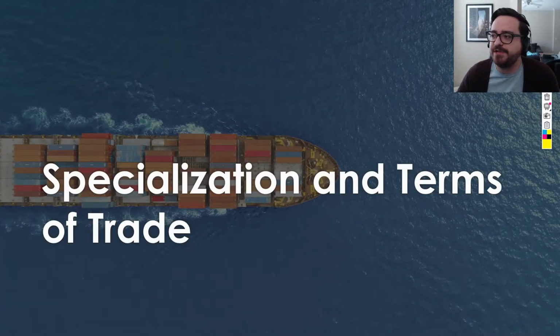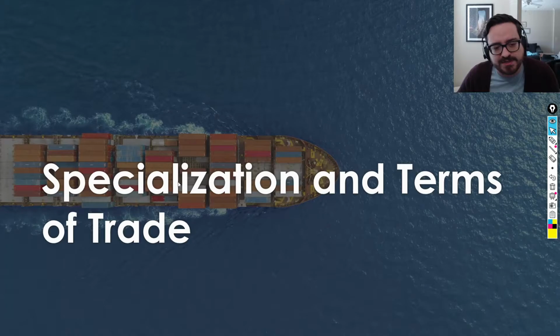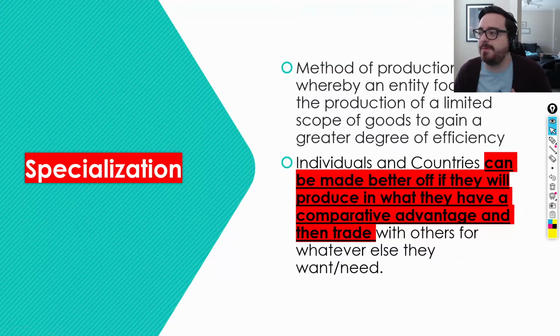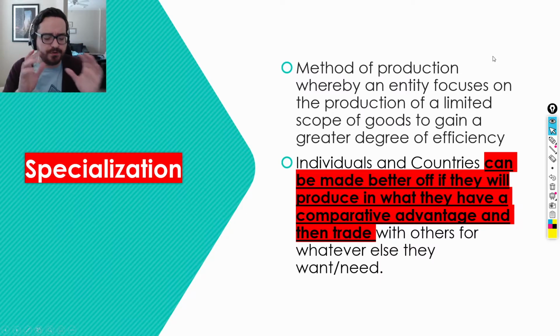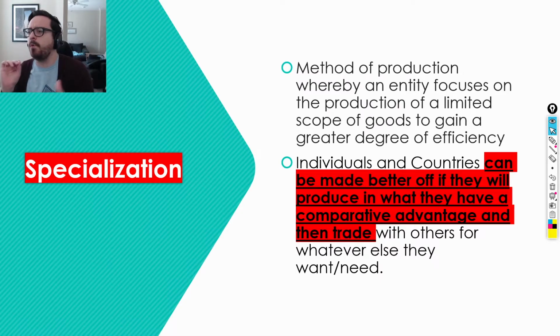So, specialization and terms of trade. The reason why I'm going to start with specialization is that that's going to be the focus of how this terms of trade stuff actually works. So, let's talk about specialization first and foremost. Specialization is the idea that you focus your production into one or really just a few goods and services, that you narrow down your scope. The idea being, by narrowing down your scope, you can focus more of your resources toward that production, more of your technological innovation will be towards those specific goods, and you can get really good at those things.